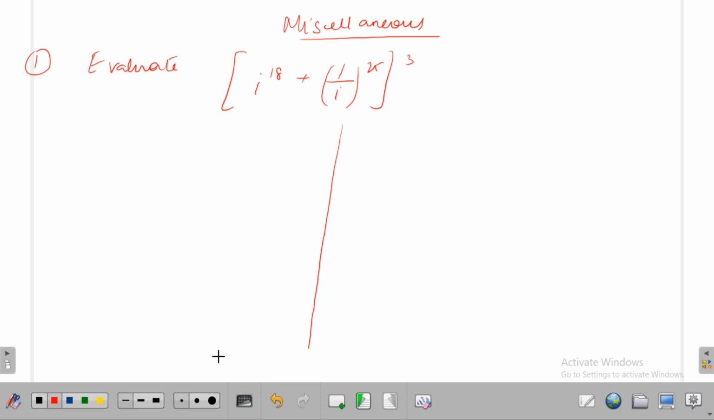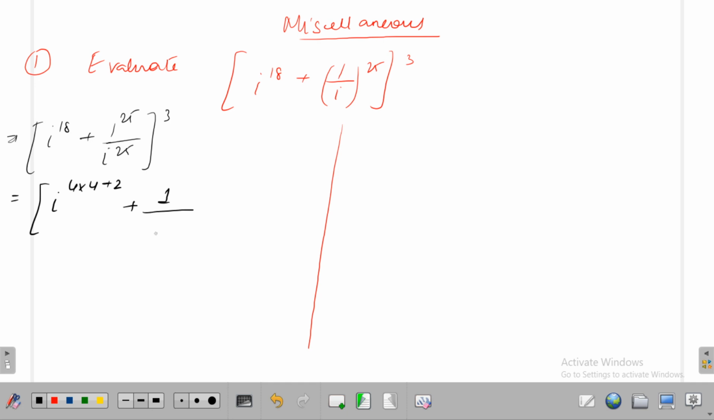Let me just break it into two parts. Let me start with the first one: it will be i to the power 18, and then plus 1 by i to the power 25, and the whole thing cube. Whenever the power is bigger, you always have to divide it by 4. So i to the power 18 will be i to the power 4 times 4, which is 16, plus 2, plus 1 by i to the power 25, that means 4 sixes are 24 plus 1, and then cube. The next step is i to the power 4k plus 2, the value is minus 1, plus 1 by i to the power 4k plus 1, the value is i, and the whole thing cube.